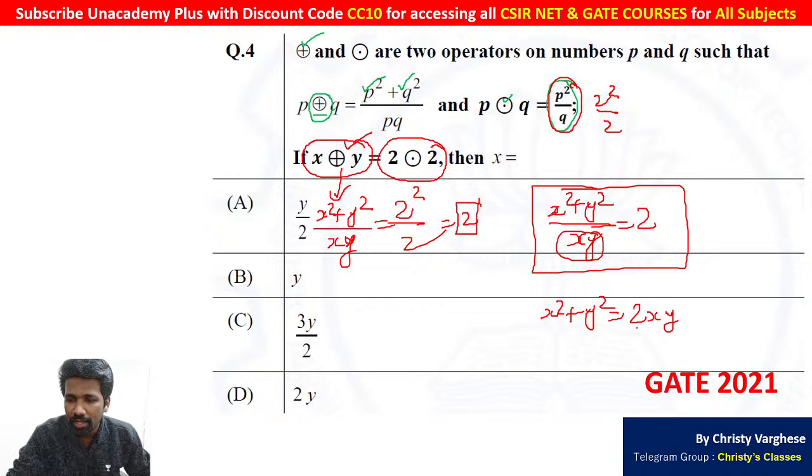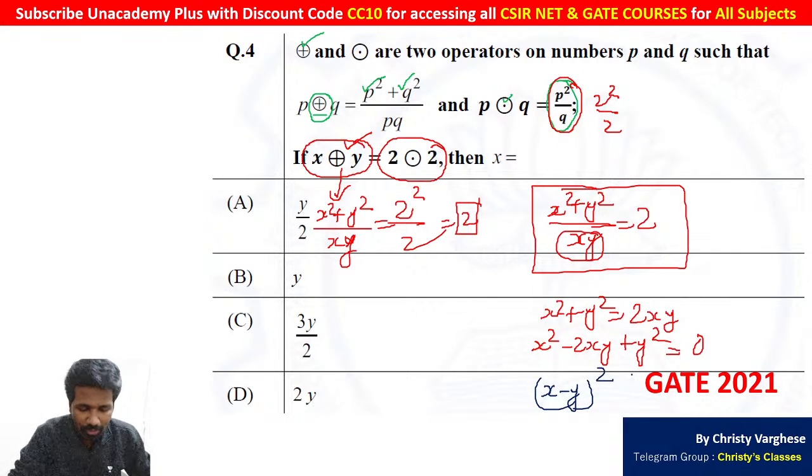2xy means you can take 2xy to the left side: x square minus 2xy plus y square equal to 0. You can relate it to something you already learned in school days. X square minus 2xy plus y square is clearly x minus y the whole square, right? A square minus 2ab plus b square is a minus b the whole square. So x minus y the whole square equal to 0. That is what you are getting.